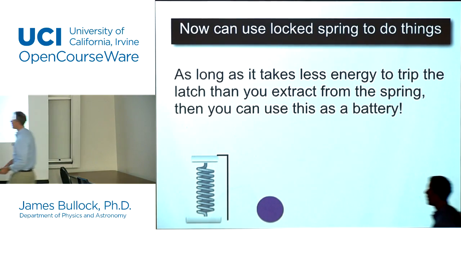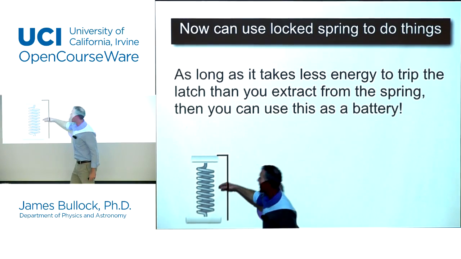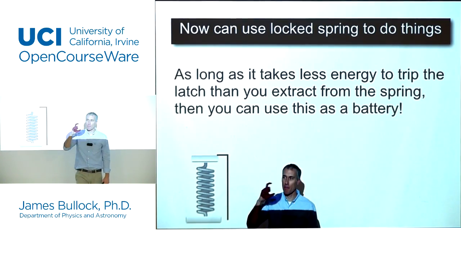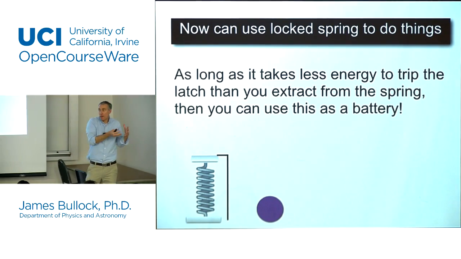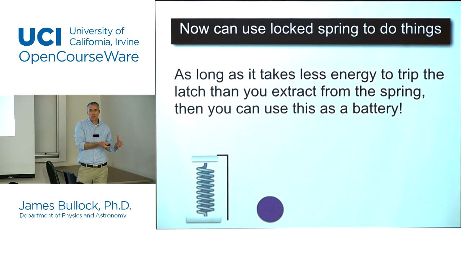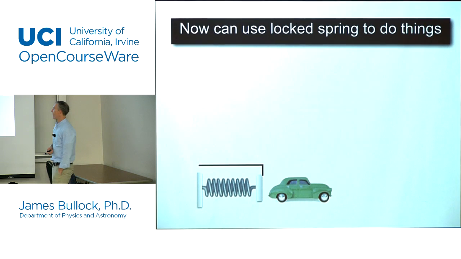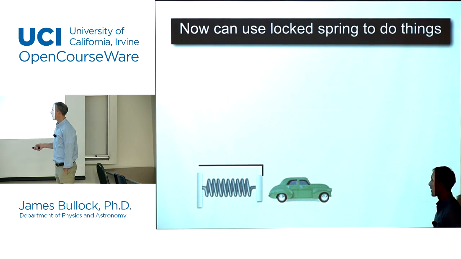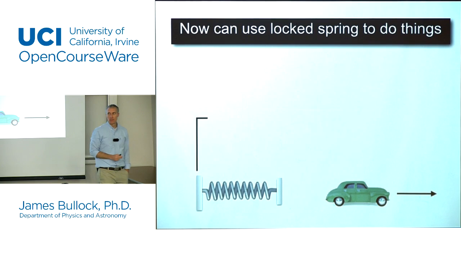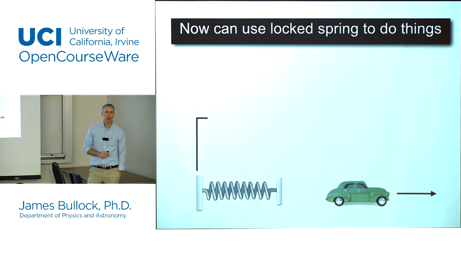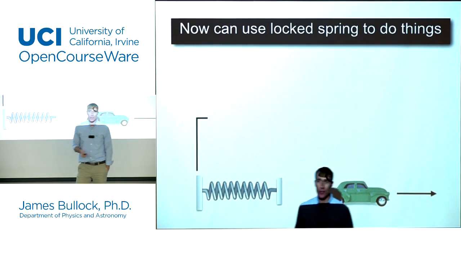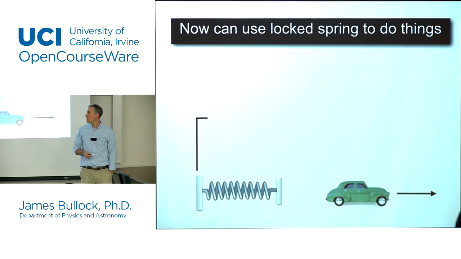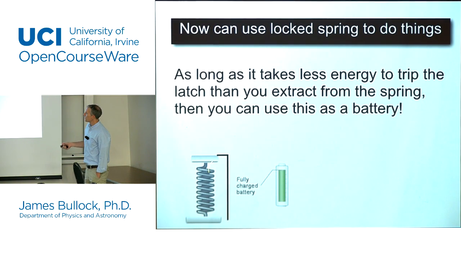And in fact, if it takes less energy to flip this latch off than you get when the spring unloads, you've got a battery. And with this battery, you can do stuff. So a battery is just a stored source of energy. So now I can take it, I can put it behind a car, and I can fire that car off. The amazing thing is, nature has figured out how to do this. And as long as it takes less energy to undo this latch, you've got a charged up battery every time this happens.